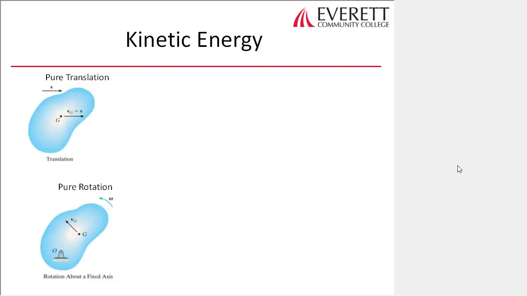Okay, so for kinetic energy, we could have pure rotation or pure translation. This is just to zoom in on the specifics of general planar motion. If we just have translation, then the kinetic energy is just 1/2 m vG squared. If we added on the second half of that, omega is 0. So of course that second half goes away if it's pure translation.